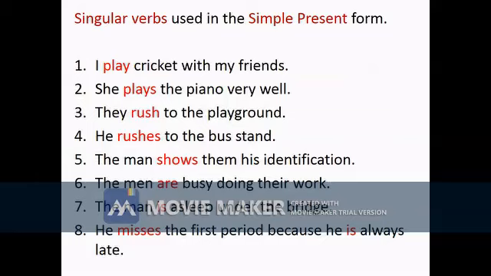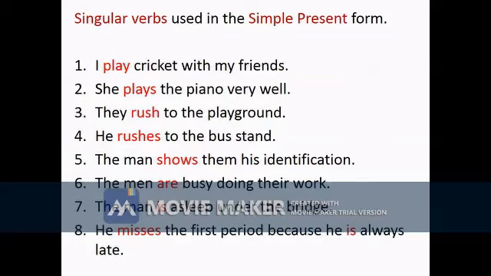And rush is used with the third person they, which is in plural number. Therefore, there is no s or es or any other suffix attached to it. But if you look at sentence 4, he rushes. He is third person singular, and the verb rushes, you can notice the spelling, it is rushes.